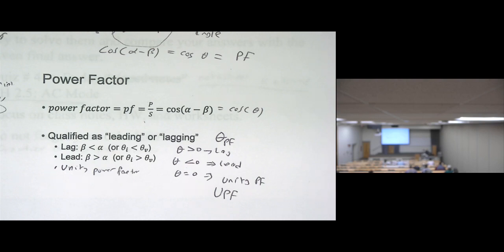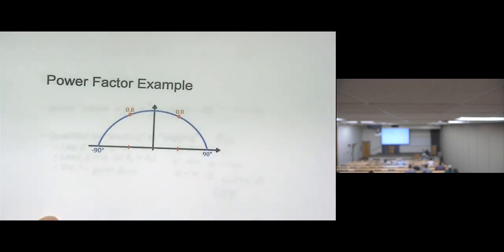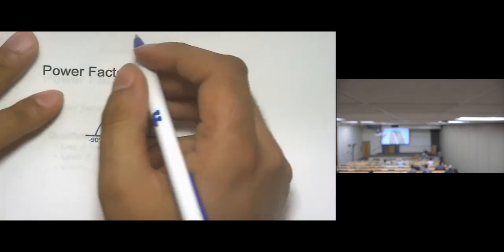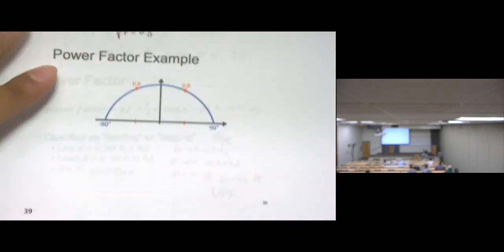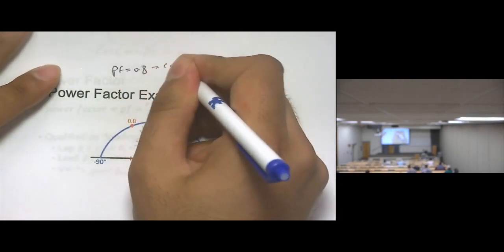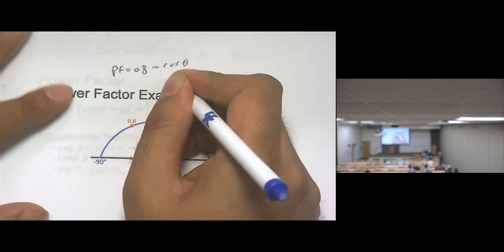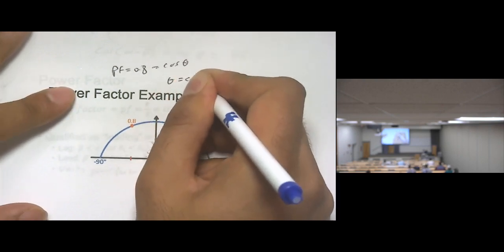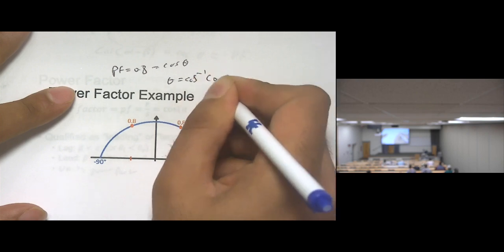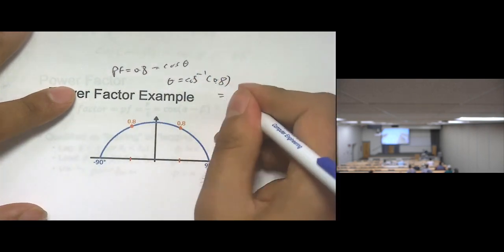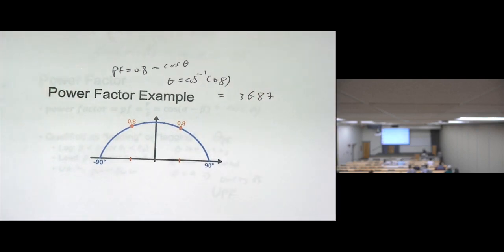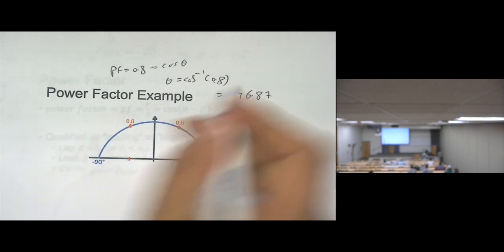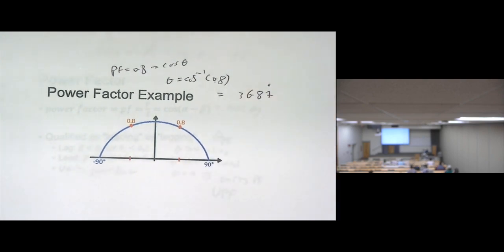Let's assume that we have a power factor equal to 0.8. We know that the power factor equals cosine theta. So theta will be the cosine inverse of 0.8. Putting this into the calculator will give you 36.87 degrees. But is this the only solution? This is not the only solution.